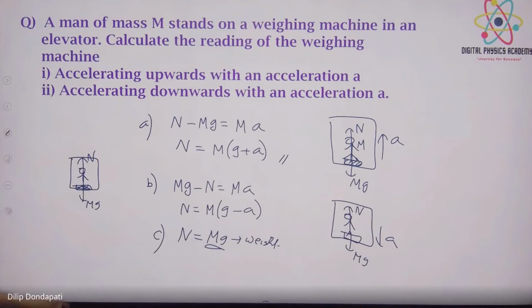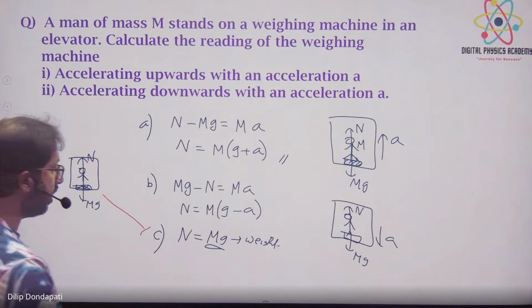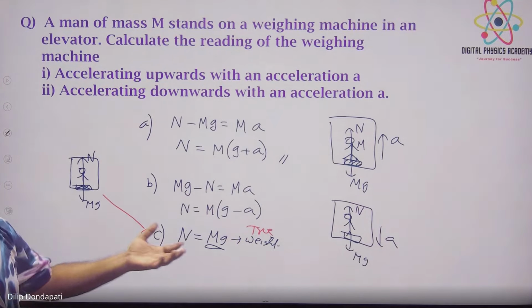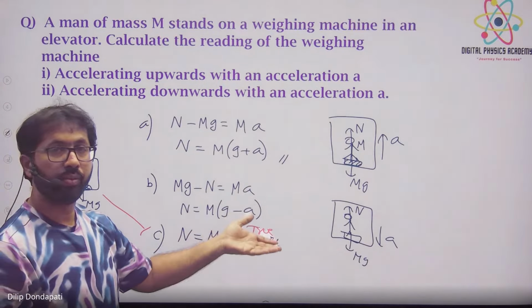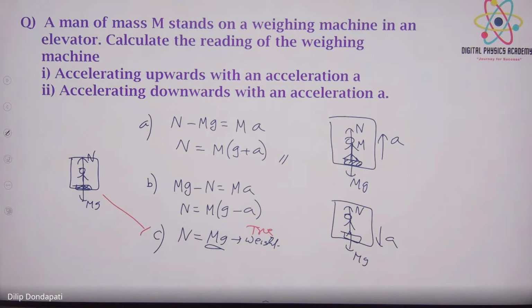Can you go back? What was the third point? The third point: when the object is at rest and not accelerating, the upward force equals the downward force because it is in equilibrium. If you equate, N equals mg, which is nothing but weight. It's called true weight. That's why when we are standing alone, that is the correct weight. But when we are moving in a lift, that is not the weight. It is called apparent weight, what appears to be shown.